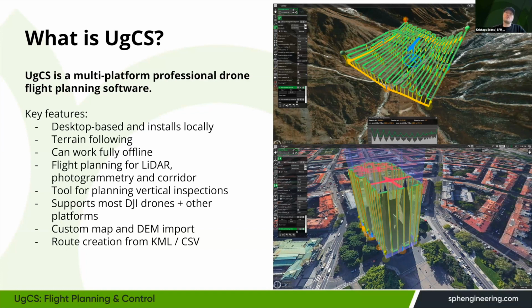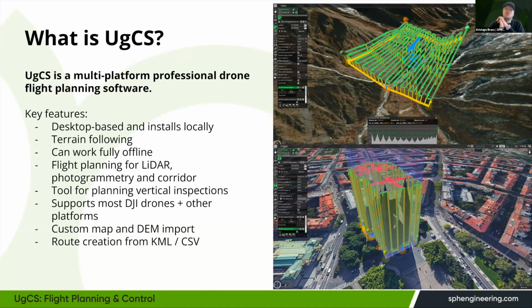You can either use the default SRTM elevation data, or you can import your own digital elevation models as well as digital surface models. One workflow that many of our customers use, especially when flying with LiDAR, is to use the data they have already gathered with LiDAR for more precise terrain following, because the digital elevation and digital surface models you can create from LiDAR point clouds, you can then import back into UGCS as GeoTIFF files.